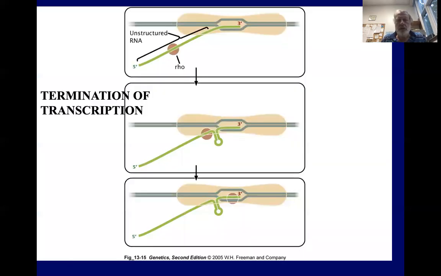So this shows you how that works. There's the rho protein moving up from the 5' to the 3' direction up the RNA transcript, and then when it gets to the RNA polymerase molecule and the transcription apparatus, it unwinds everything.